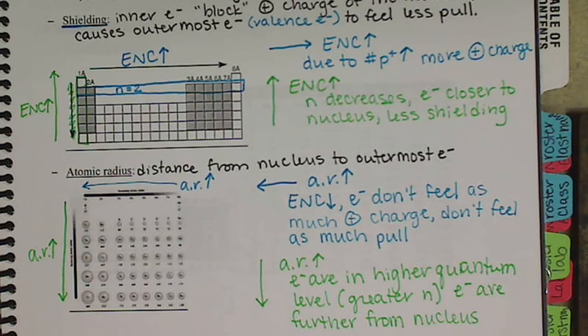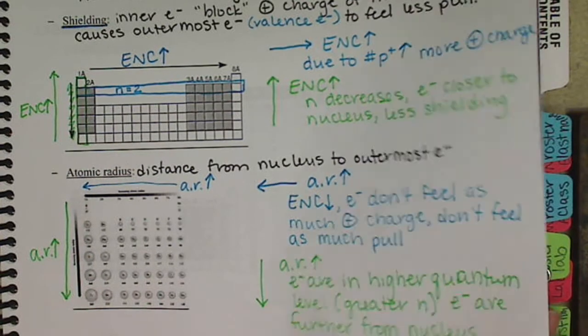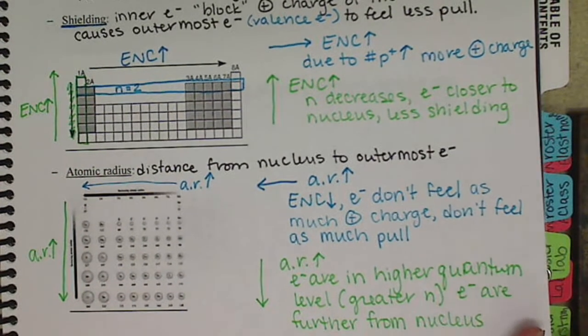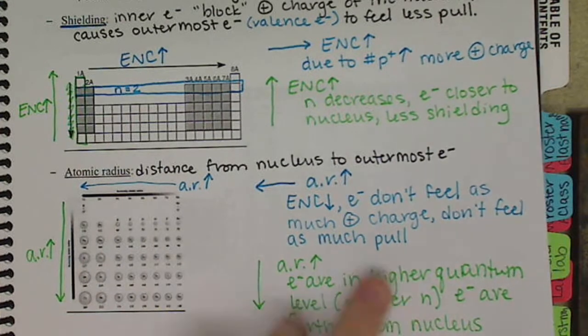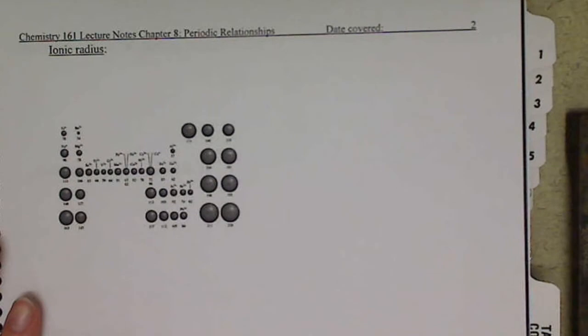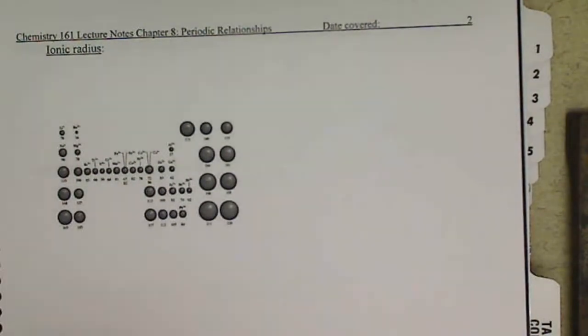All right. Last trend to talk about is our ionic radius. So what happens when we form ions? We have a couple different trends to look at. The first trend that we're going to look at is comparing a cation to an anion. And then we'll look at comparing the charges of a cation versus the charges of an anion.